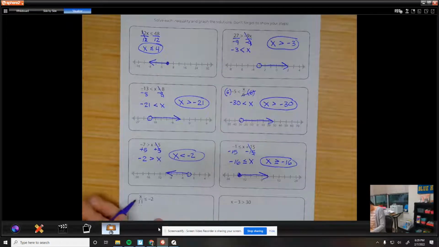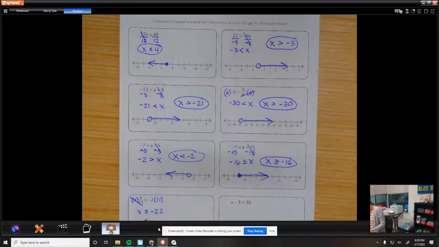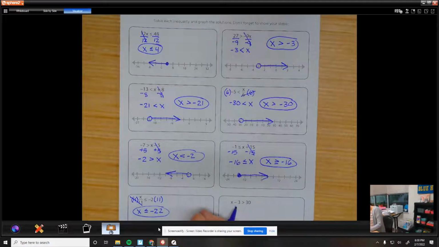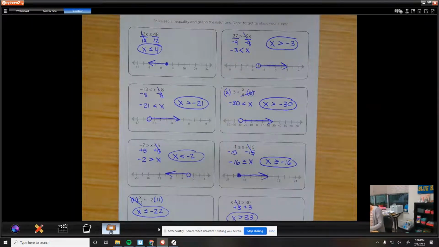All right, bottom row, multiply both sides by 11. I don't have to flip the sign because I'm just multiplying by 11, even though there's a -2. So x is less than or equal to -22. And look at that, they gave me the variable on the left side, so I get to keep it like it is. So that is a closed circle, arrow to the left. And last one, this looks nice and easy. +3 plus 3, x is greater than 33. That is open circle, arrow to the right.